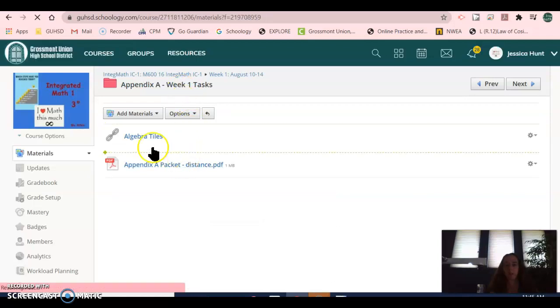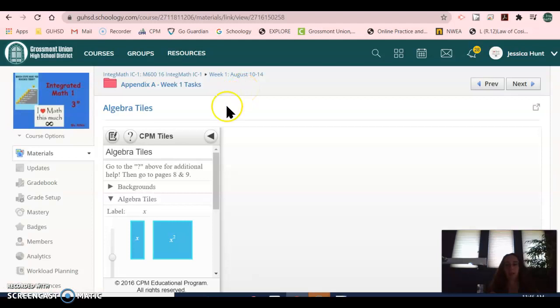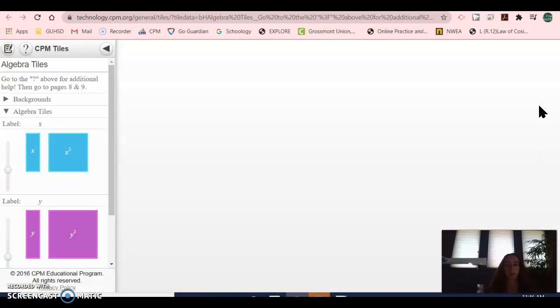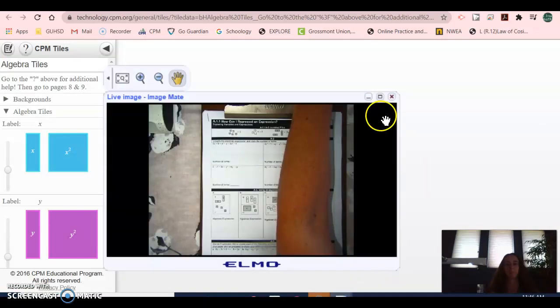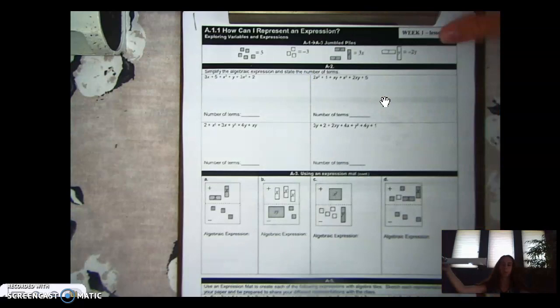I need you to do me a favor and click on Algebra Tiles. So I need everybody to open that. And I want you to make it bigger. So I want you to come over here and click that. Okay? All right, let's go back to this. So let's do the first problem.